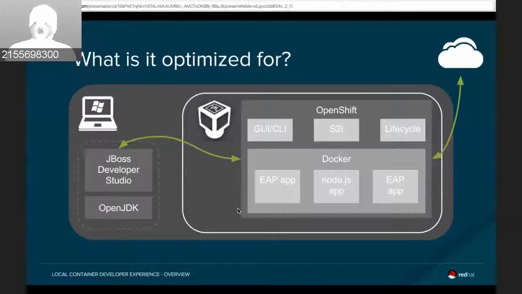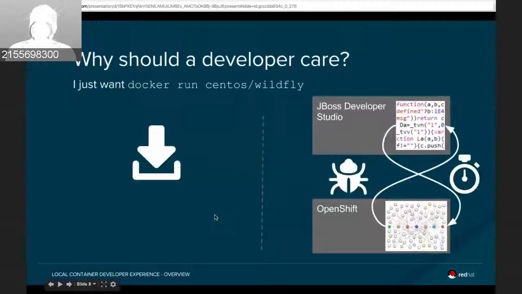So if we go to slide 8, please. Why should anyone care about this? I've talked about this a bit with the goals, but let me just reiterate. We wanted this to be really simple. We wanted this to be as simple as being able to do a Docker run of CentOS WildFly. So we wanted this to be a single installer, a single downloadable that you could get hold of. And then once you've got it, we want to offer you the ability to really quickly deploy your code and really quickly debug your code when it's running inside that Docker container.